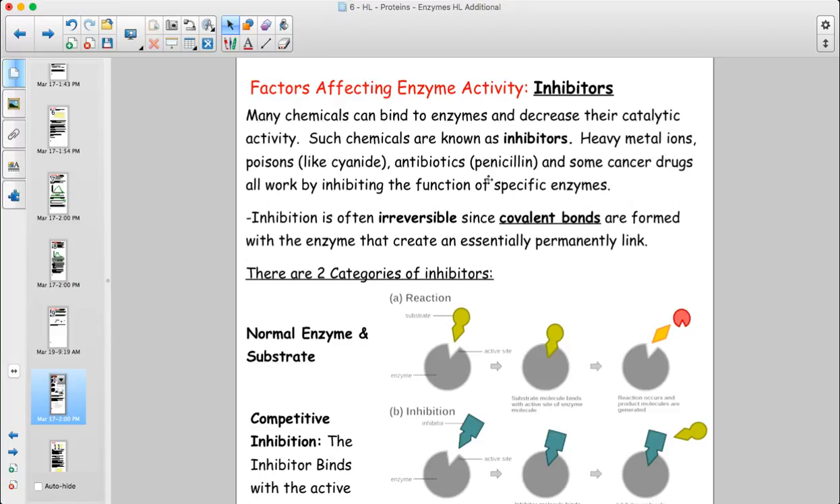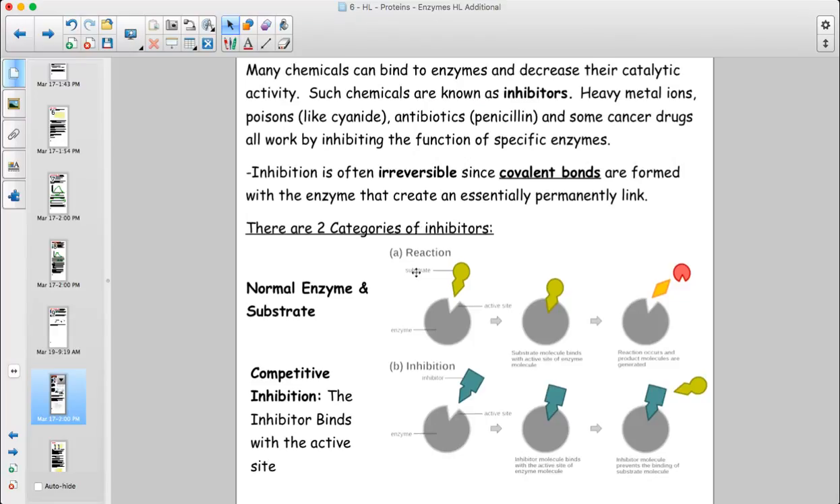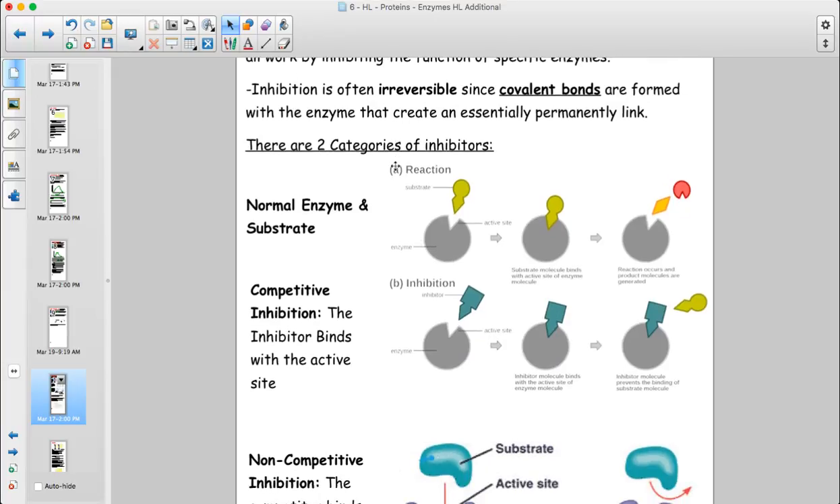Inhibition is usually irreversible because the inhibitor will actually form covalent bonds, which, as we said a couple times now, are considered to be pretty much permanent in terms of the enzyme. So if you bind permanently to the enzyme, you're going to essentially render it no longer capable of working on the substrate. There's two categories of inhibitors.